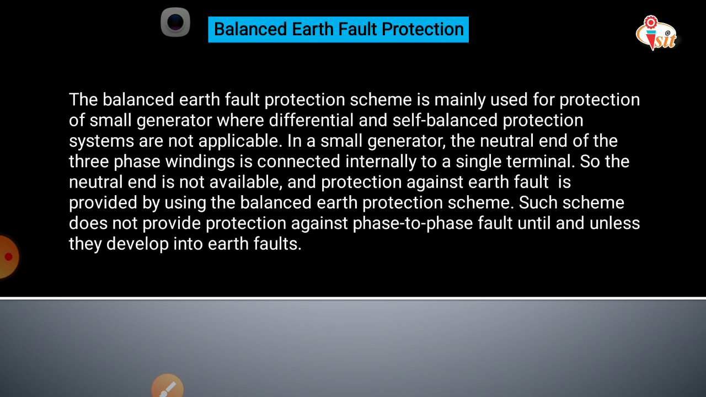So the third type of protection is the balanced earth fault protection, or it is also called the restricted earth fault protection. So balanced earth fault protection असेल हे मेनली आपण यूज करतोय प्रोटेक्शन ऑफ द स्मॉल अल्टरनेटरसाठी. कधी तर त्या ठिकाणी डिफरन्शियल आणि सेल्फ बॅलन्स्ड प्रोटेक्शन सिस्टीम्स जर ॲप्लिकेबल नसतील तर त्या कंडिशनला.